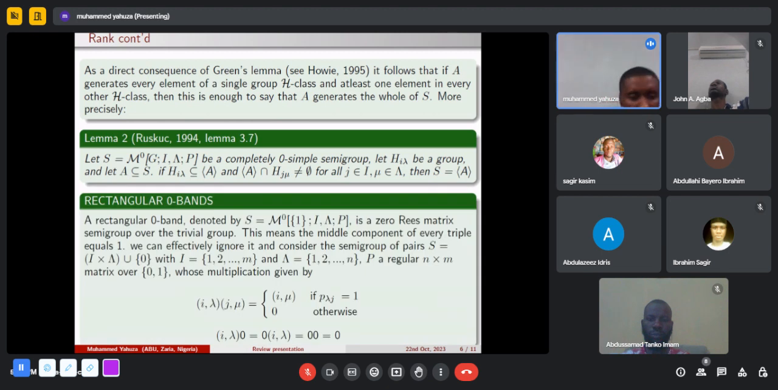Now, rectangular zero band. A rectangular zero band denoted by S equals M0[1, I, Λ; P] is a zero Rees matrix semigroup over the trivial group. So this means the middle component of every triple equals 1. We can effectively ignore it and consider the semigroup of the pair S equals I × Λ union 0.